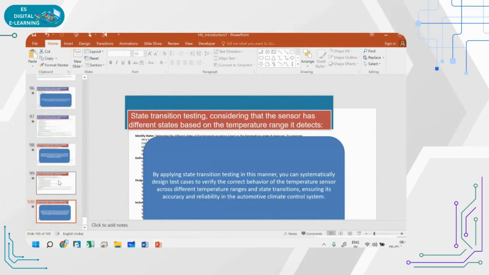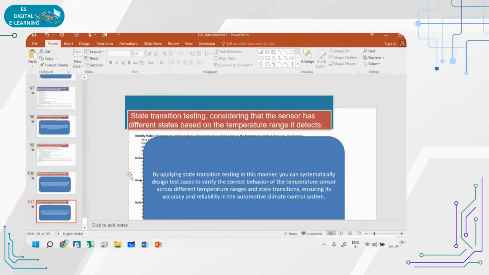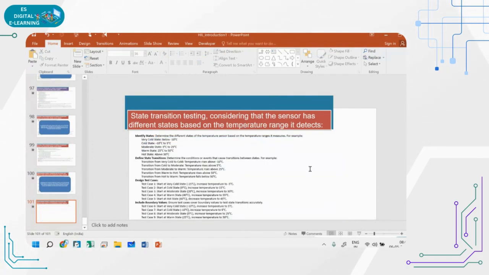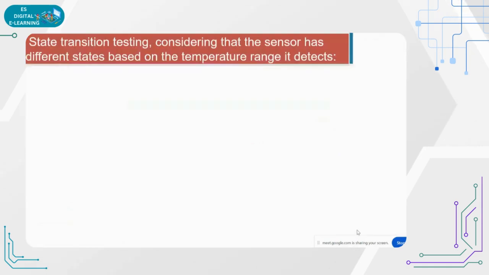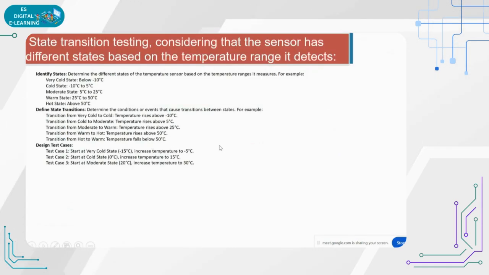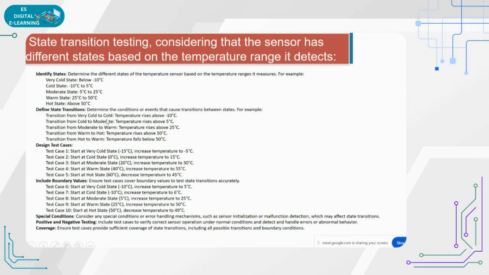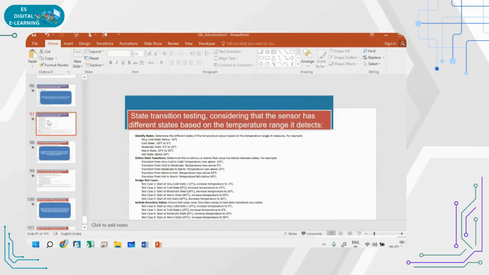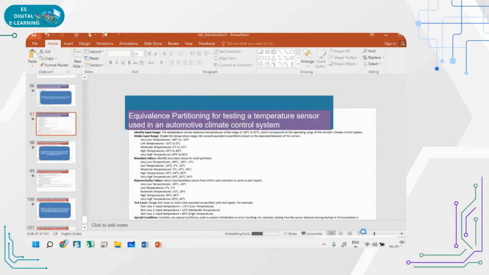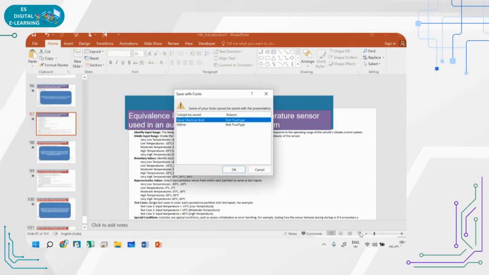And next we have the state transition. State transition specifically talks about how the changes will be happening, for example from the temperature. So just go through these steps. These are very important steps, I can say. In real time, this is what we usually do in testing. I will present it again.